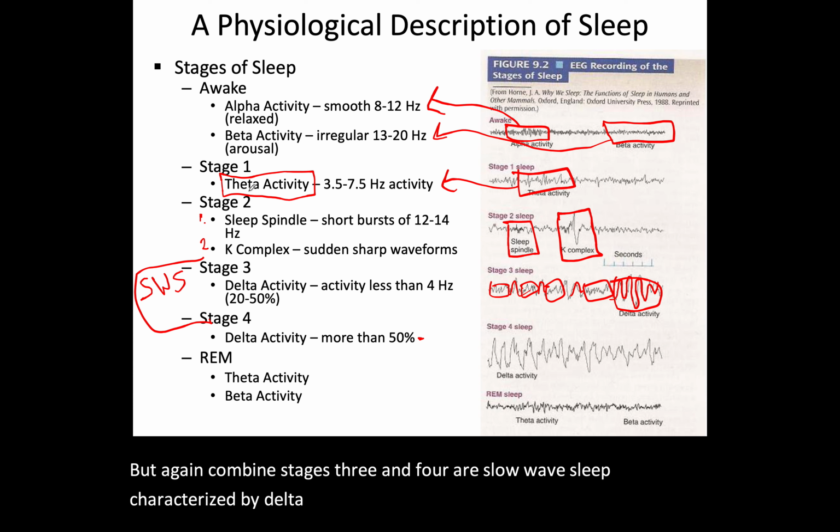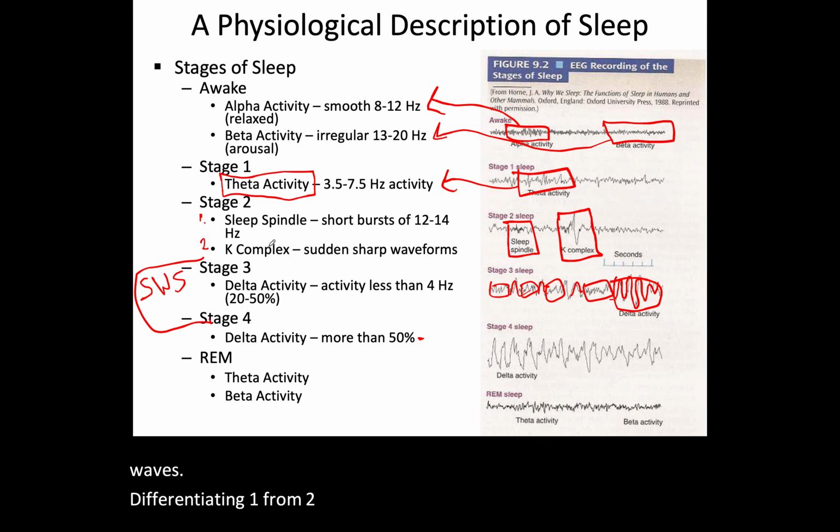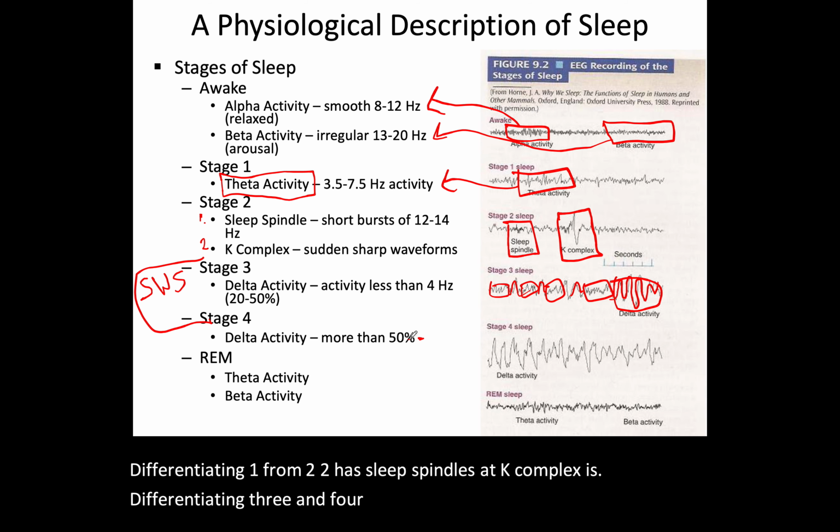Stage 1 and 2, characterized by theta waves. Differentiating 1 from 2, 2 has sleep spindles and K complexes. Differentiating 3 and 4, 4 has mostly delta waves, 3 has the emergence of delta waves, but it's a minority of the waves.